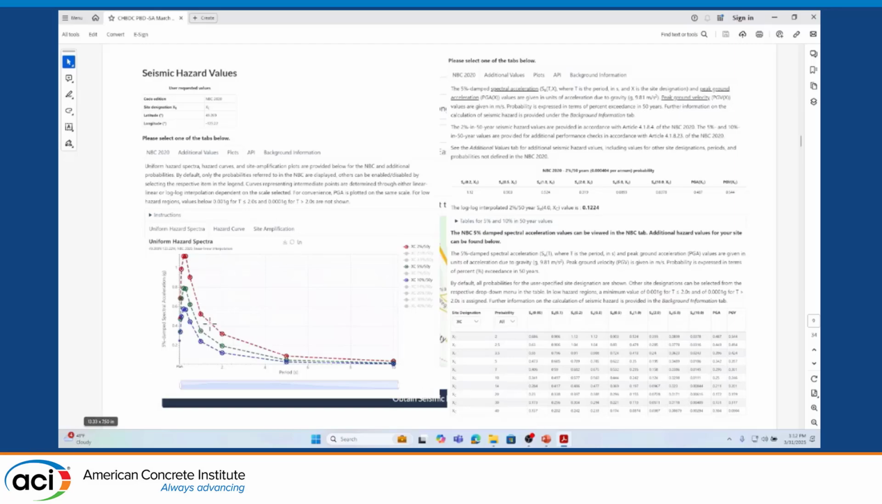Here, it is showing the uniform hazard spectra. These are for 3 different return periods of earthquakes. It is providing you the spectral acceleration with respect to the time period.